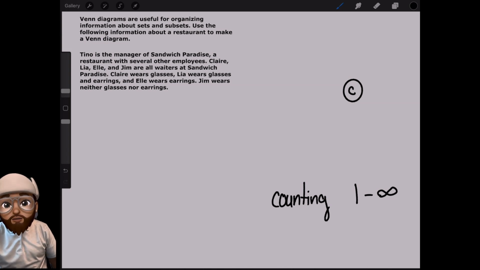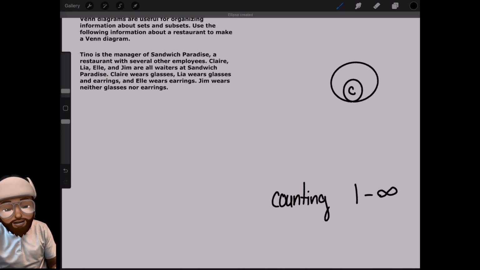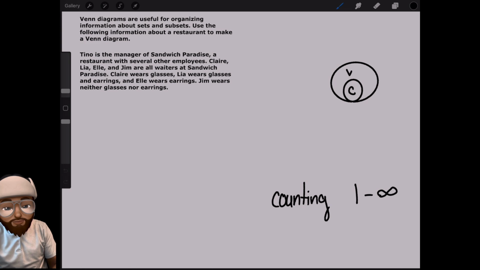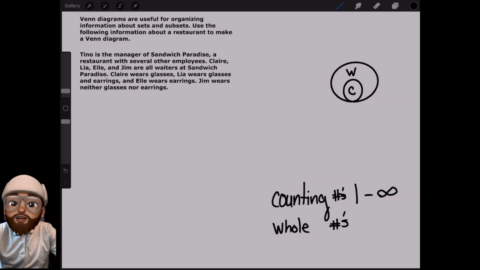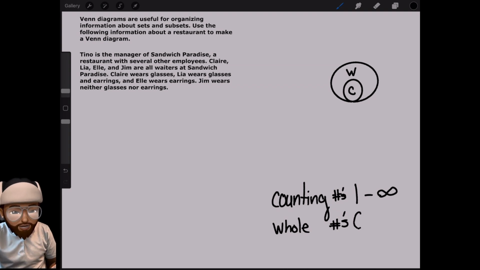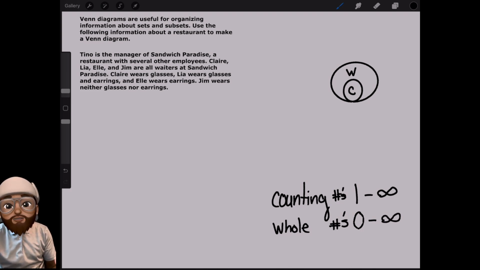Positive whole numbers. The next thing that we're doing is we need to put another circle around that C, and this circle is going to represent whole numbers, okay? So this is counting numbers. This is whole numbers. Now, what's the difference between counting numbers and whole numbers? Very simple. Counting numbers is 1 through infinity. Whole numbers is 0 through infinity. The only difference between counting numbers and whole numbers is the number 0.